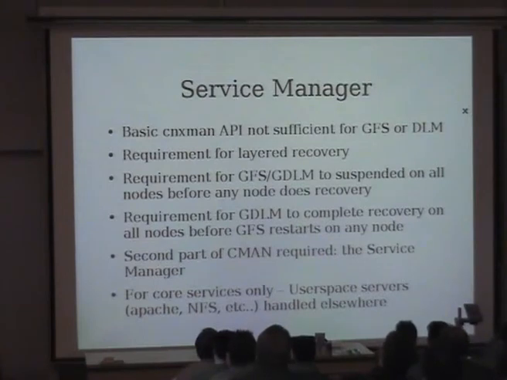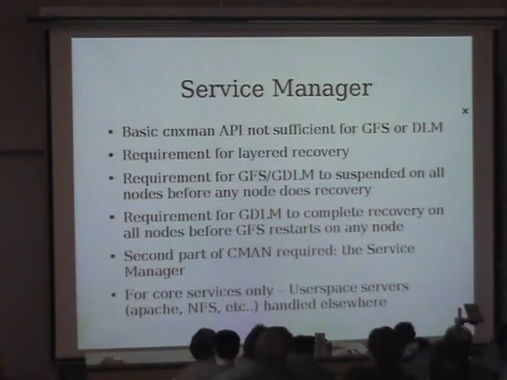So the core cluster manager does the node up and node down events. But as I was saying, GFS and the DLM need a kind of layered recovery. As soon as a cluster transition happens, the whole stack, you might have the fence daemon, the DLM, CLVM, and GFS all running at the same time. When one of these transitions happens, the cluster manager needs to stop all of them and figure out who's in the cluster. Then you wake up the fence daemon, which will kill the nodes, making sure the nodes that you think are dead are actually dead. Once that happens, you can do the DLM recovery, then the CLVM recovery, and then GFS recovery. So we have the service manager, part of the cluster manager, that does that.